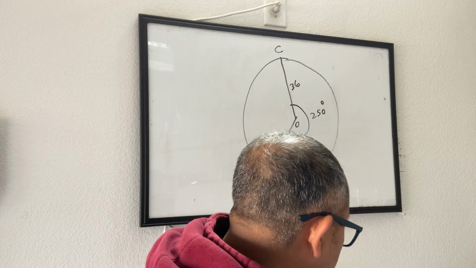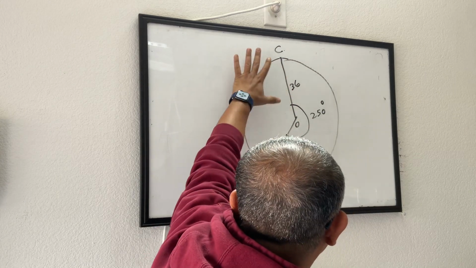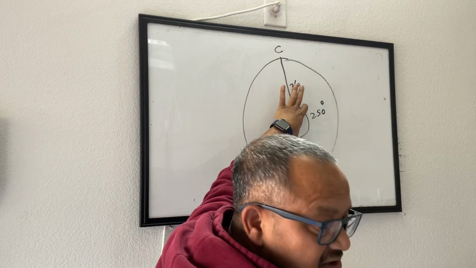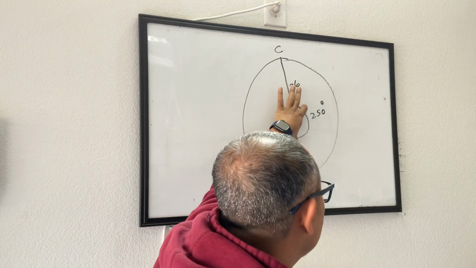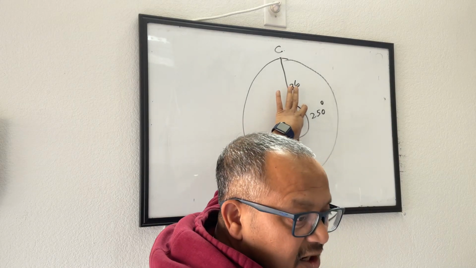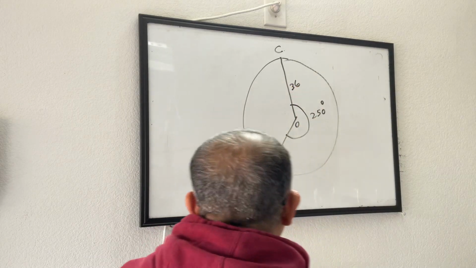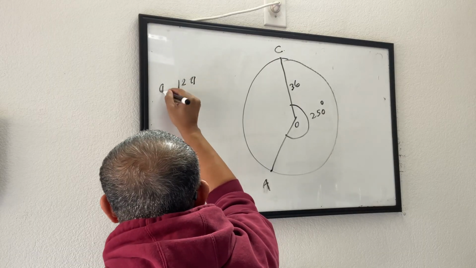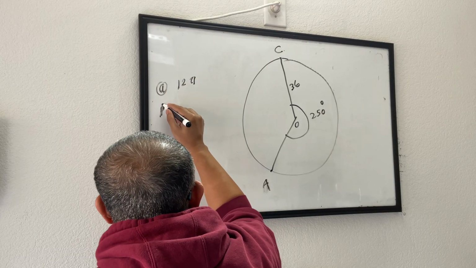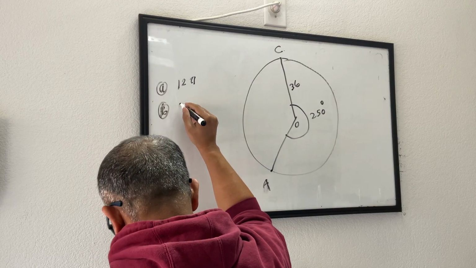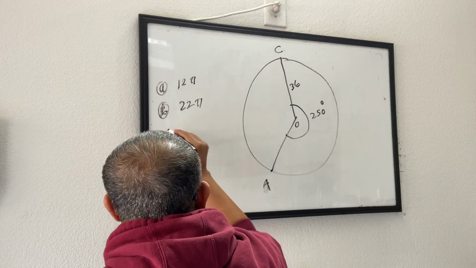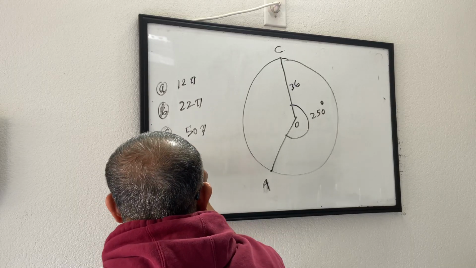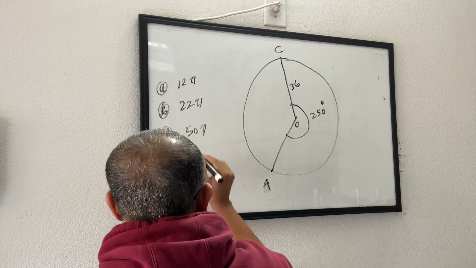Okay, it says this is a circle, radius is given as 36, this angle is shown as 250 degrees. We have been asked to find out the length of the minor arc, and the options that we are given are 12 pi, 22 pi, third one is 50 pi, and the fourth one is 60 pi.